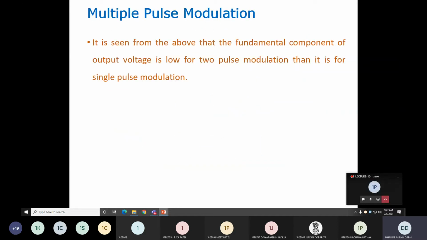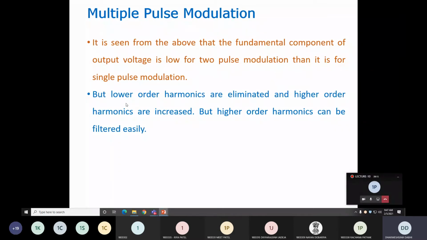So that's why you can see here, in the multiple pulse width modulation technique, we see that the fundamental component of output voltage is low for two pulse modulation than for the single pulse width modulation. That we already saw in the last slide, and we proved it mathematically also. But the advantage is that the lower order harmonics are eliminated. Lower order harmonics means third, fifth, and seventh. You cannot completely eliminate them, but you can reduce the magnitude of the third order, fifth order, and seventh order harmonics. So you require a small size of the filter.